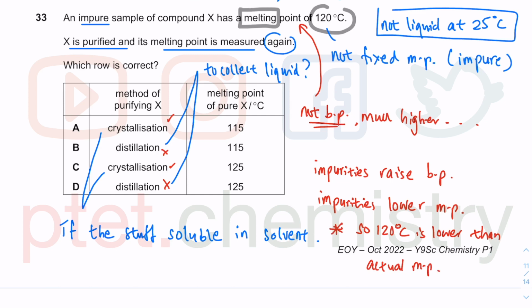So based on that information, when you have the pure X, the actual melting point should be a little bit higher. Therefore, leaving C as the only possible answer there, where in the presence of impurity, the melting point is a bit lower. These are very high melting point, boiling point is a lot higher, only crystallization is suitable to get it out from whatever solvent you dissolve it in.